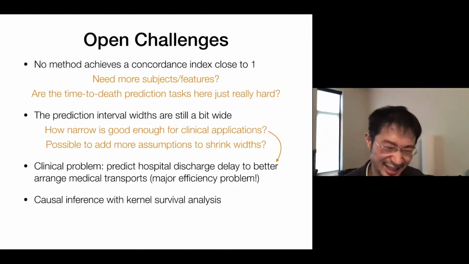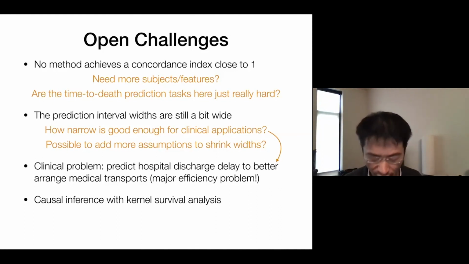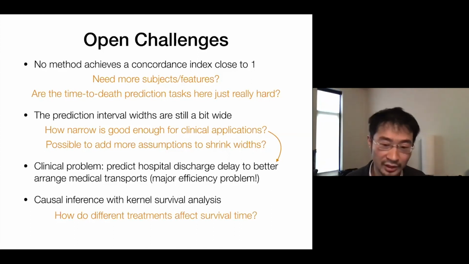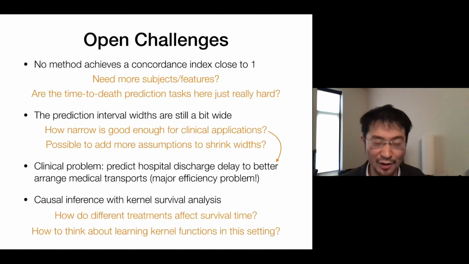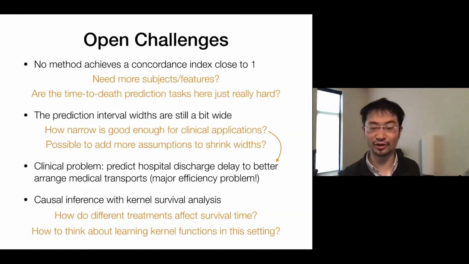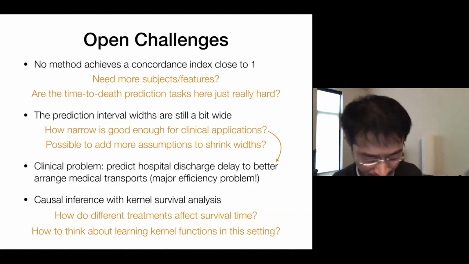The last thing I'll say is how to combine the tools I mentioned here, kernel survival analysis with causal inference. This is an interesting problem. In a clinical context, this matters a lot. We want to understand how different treatments actually affect survival time. Right now, I'm not sure what's a good way to think about this, but basically, how do we learn kernel functions in this setting where we want to learn causal effects for different treatments?